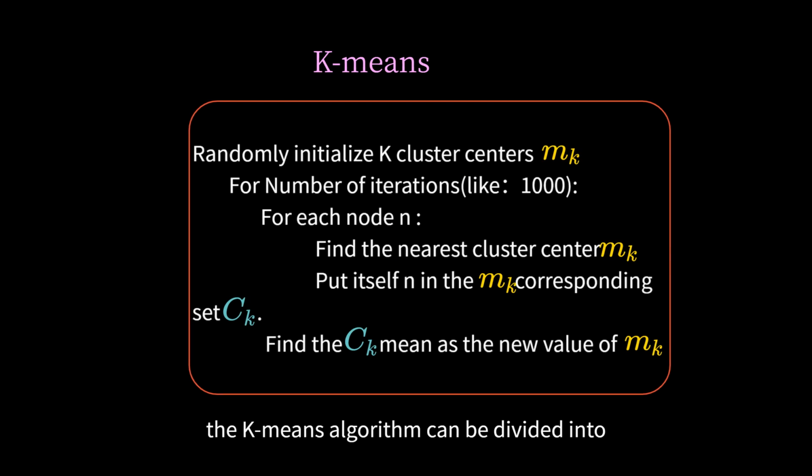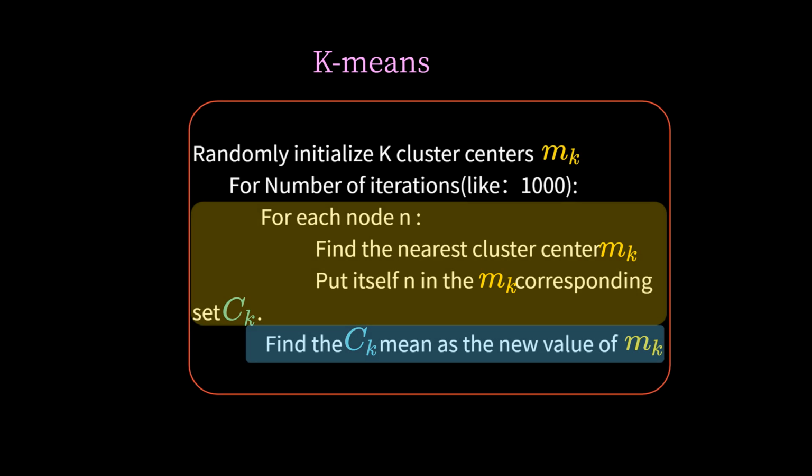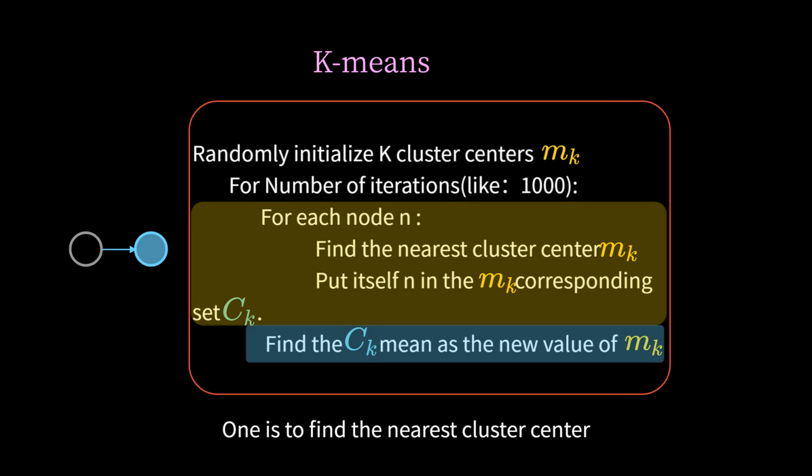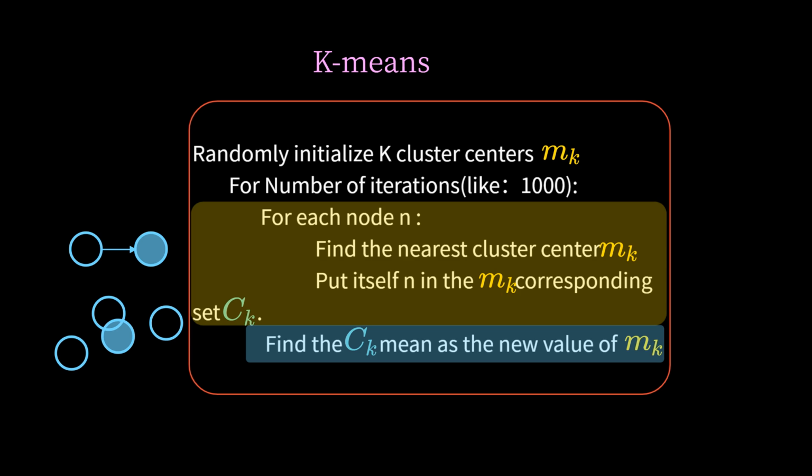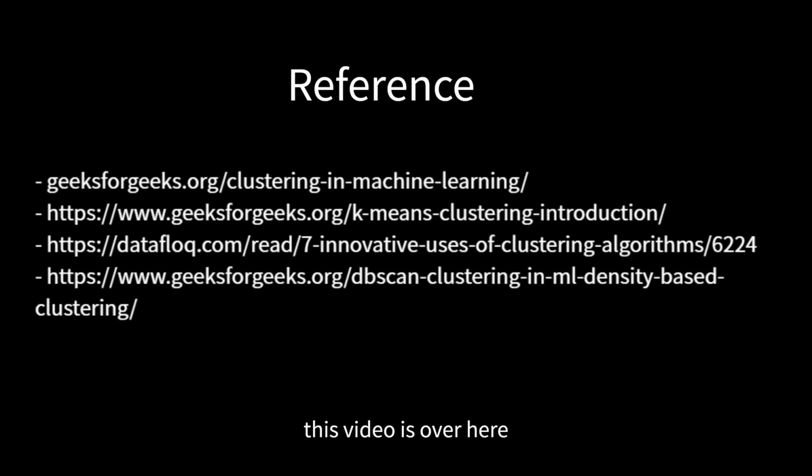In summary, the k-means algorithm can be divided into two parts. One is to find the nearest cluster center for the sample and become a member of the cluster. The second is to average all the samples in the cluster collection to get a new cluster center. Alright, this video is over here.